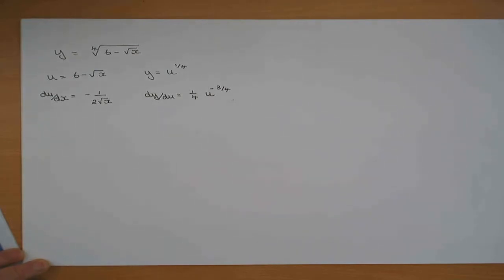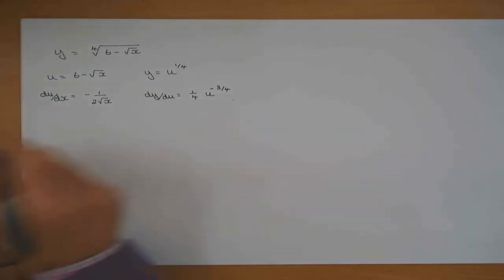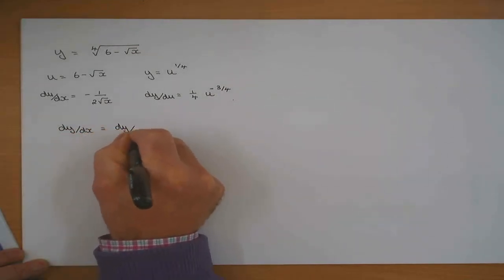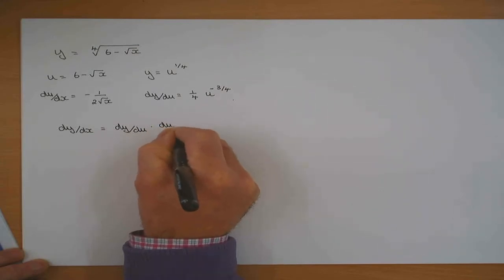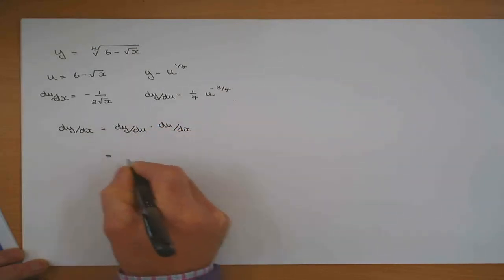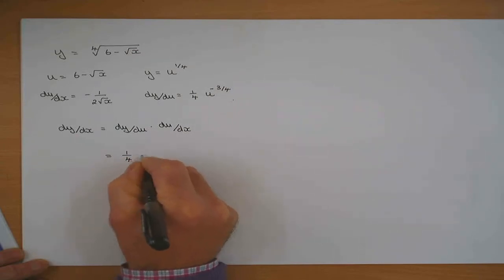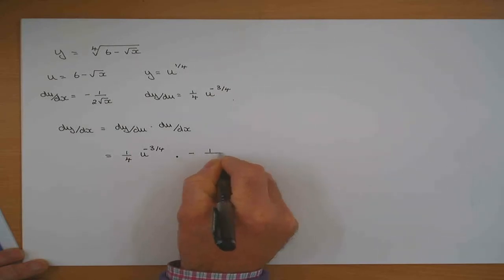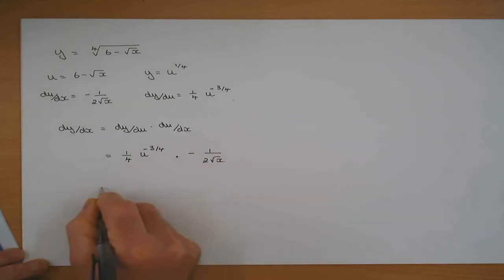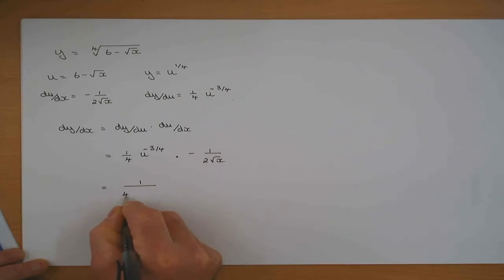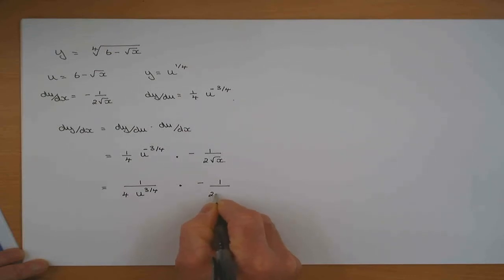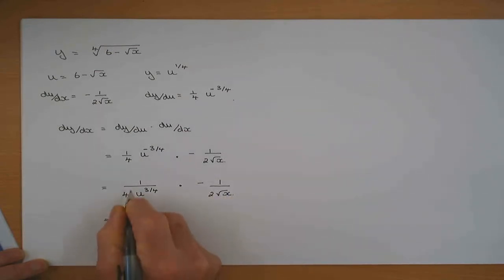Have you any questions? No? So therefore then dy/dx is equal to dy/du by du/dx. dy/du, 1/4 u to the minus 3/4 times minus 1/2 root x. That's 1/4 times u to the 3/4 by minus 1/2 root x. The quarter and a half, that's 1/8, yes?